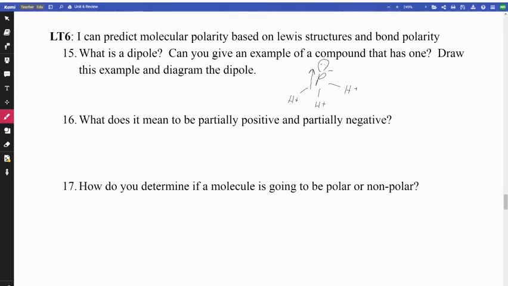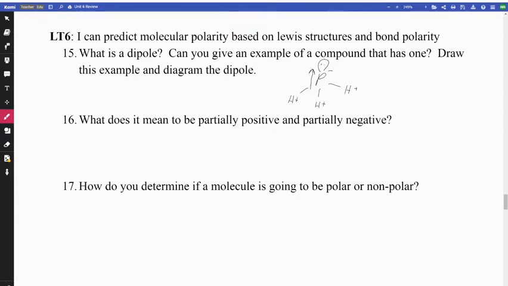So number 16 that we just talked about, that partially positive and partially negative, it's because the electronegativity is not strong enough to totally pull the electrons off of the other atom, just partially.